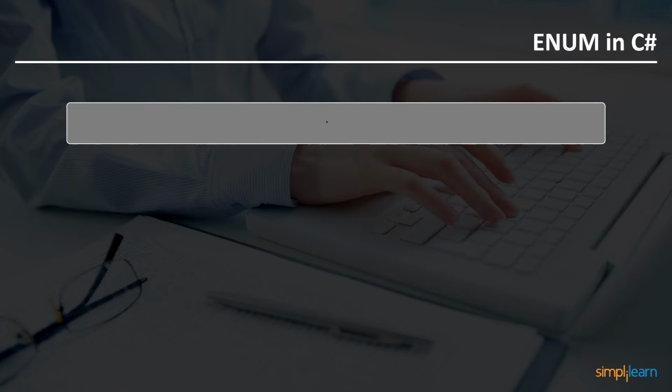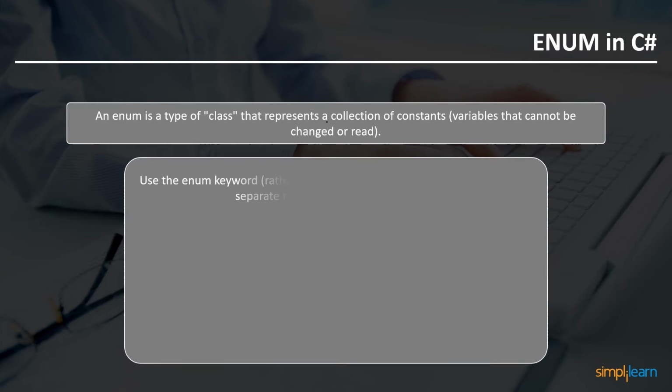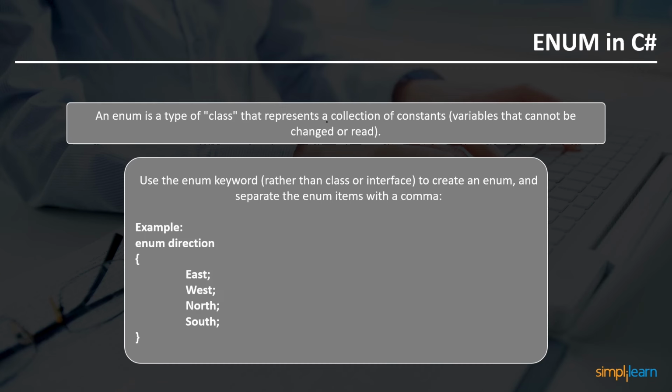After we understand collections in C#, we will see enums in C#. An enum is a type of class representing a collection of constants, variables that cannot be changed or read. Use the enum keyword rather than class or interface to create an enum and separate the enum items with a comma. In the following example, the name of the enum is direction and all four directions, which are east, west, north, and south, are separated by commas.